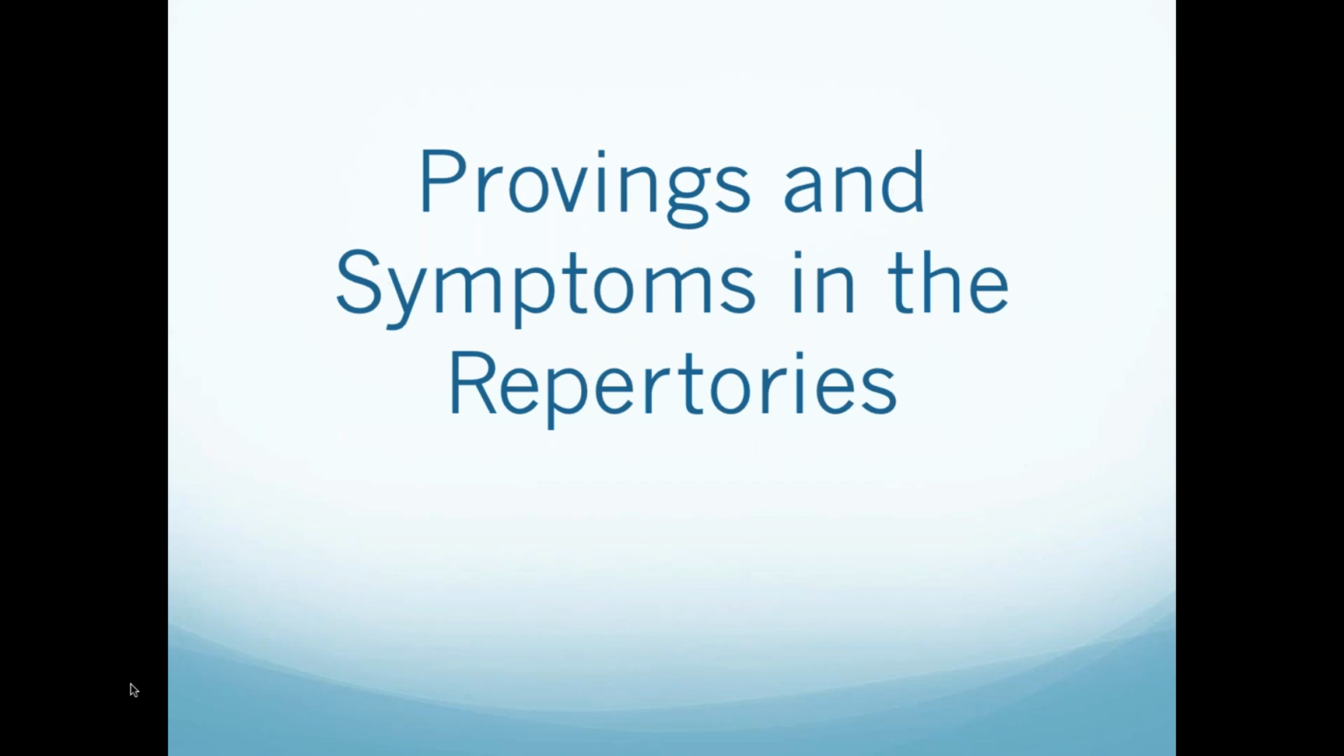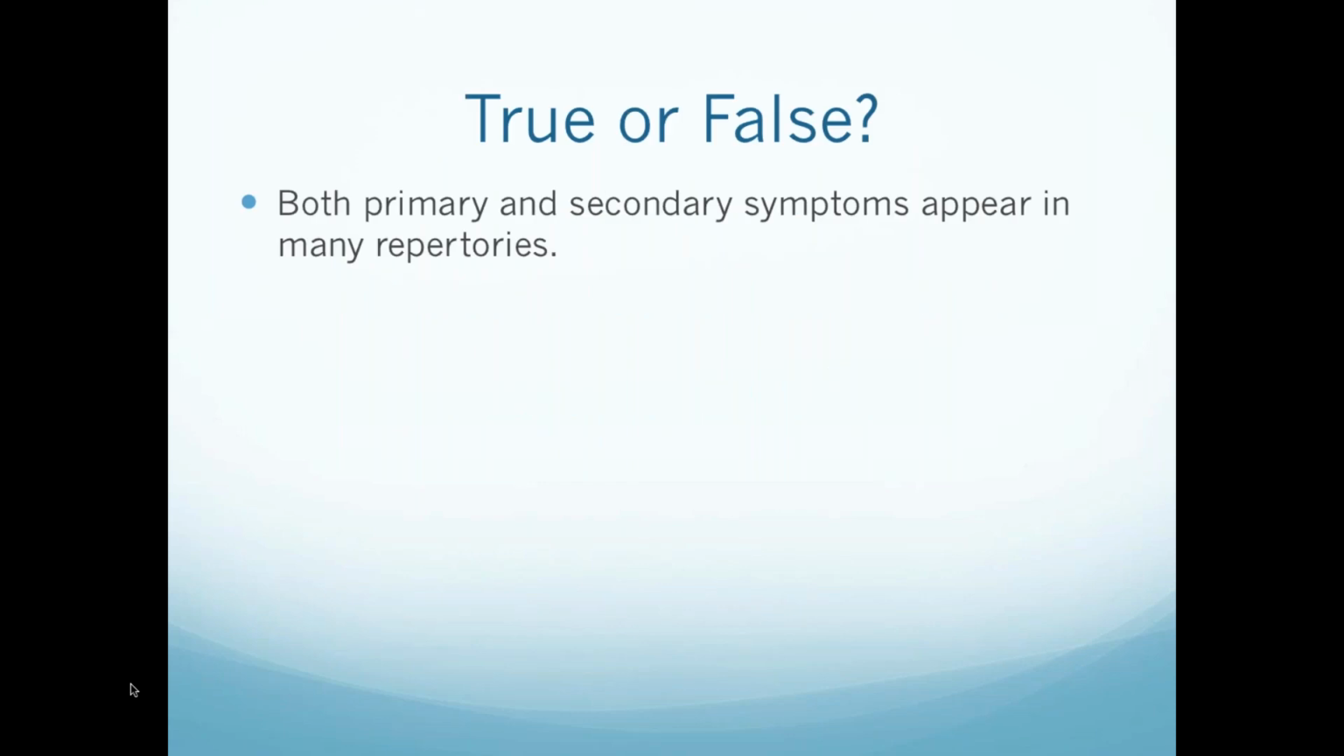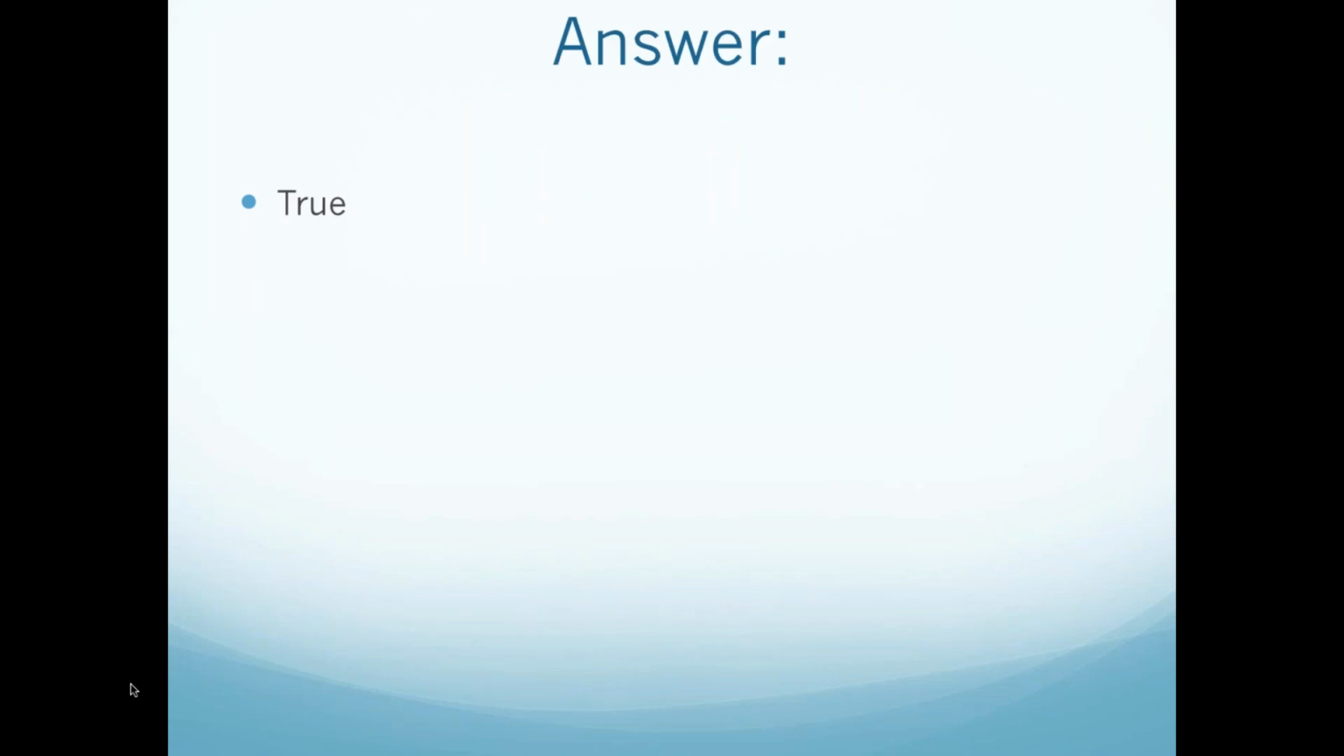So true or false? Both primary and secondary symptoms appear in many repertories. So I can't really call on anyone. It's not like on Zoom where I can do a poll. I can't see who's raising their hands, but do you think that both primary and secondary symptoms appear in our repertories? Okay, the answer is true, they do.